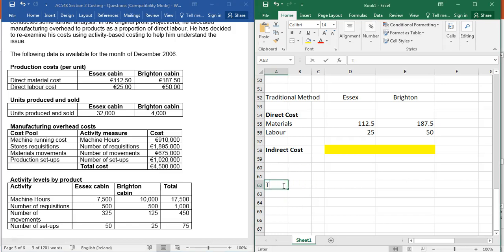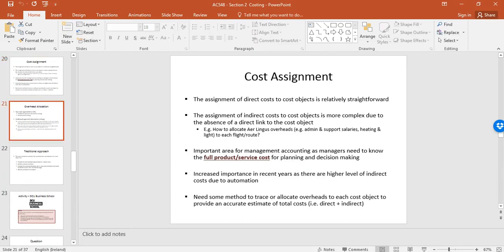So we need to get the total overhead and the total of the driver, which is direct labour cost. So we'll call it DLC. So the total overhead, so remember, go back to the slides in terms of steps. I'll just bring it up here.